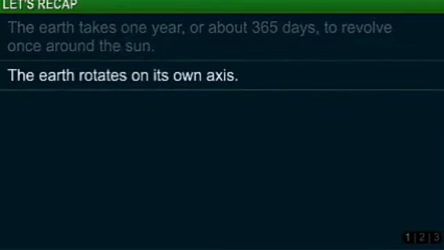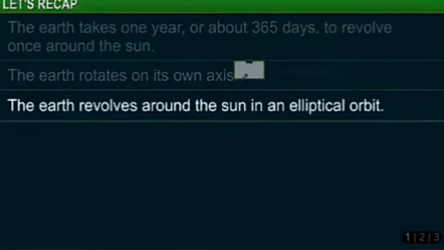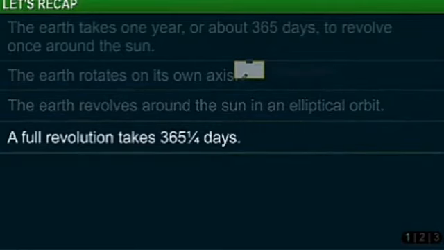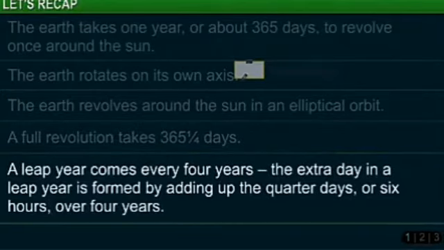In this module, you learned that the Earth takes 1 year, or about 365 days, to revolve once around the Sun. The Earth rotates on its own axis. The Earth revolves around the Sun in an elliptical orbit. A full revolution takes 365 1/4 days. A leap year comes every 4 years. The extra day in a leap year is formed by adding up the quarter days, or 6 hours, over 4 years.